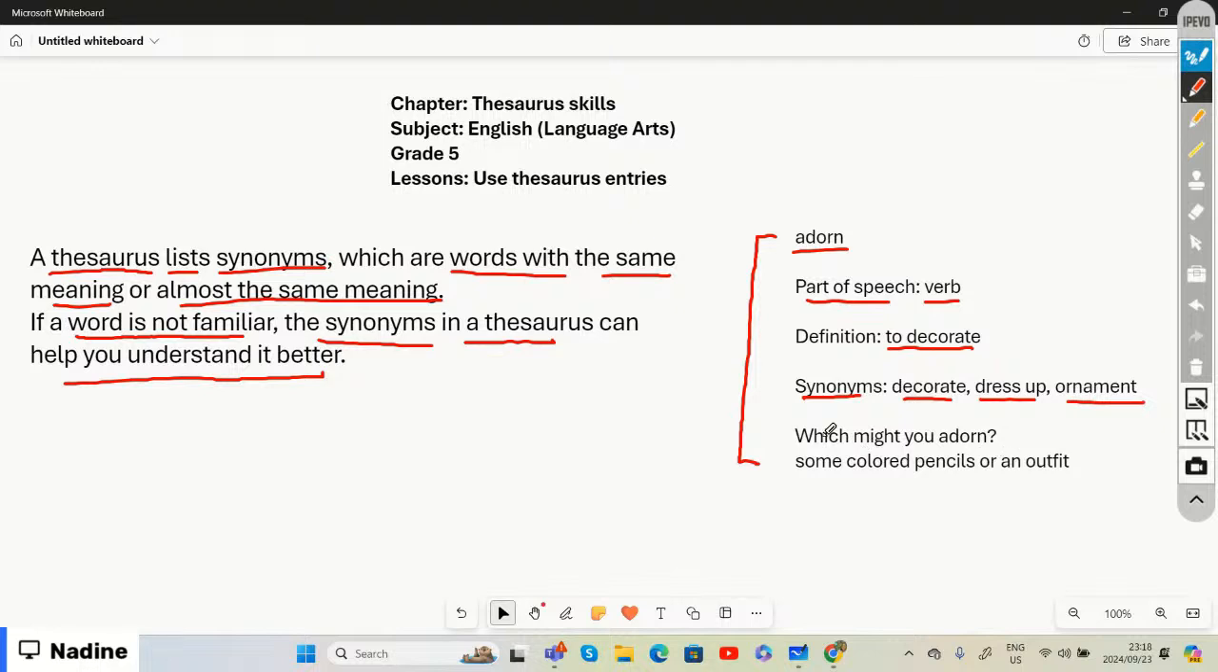the question is, which might you adorn? You need to choose from these answers. Which might you adorn? Is it some colored pencils or an outfit? Adorn means to decorate, to dress up, ornament. So, which might you adorn? Which might you decorate? Is it some colored pencils or an outfit?